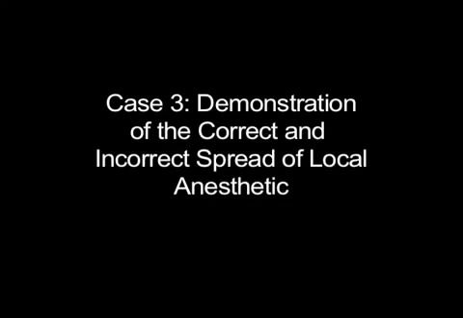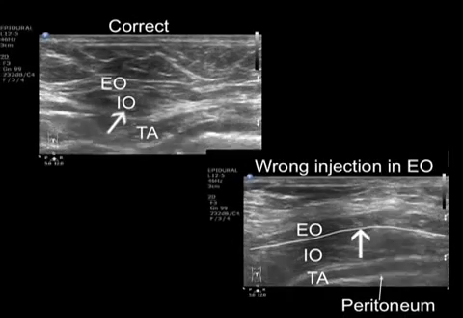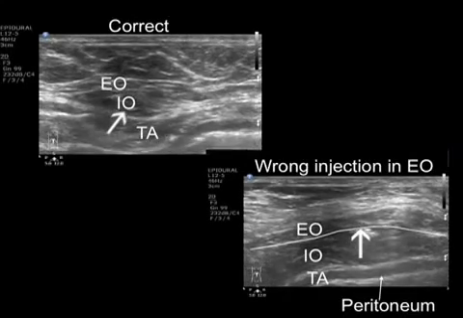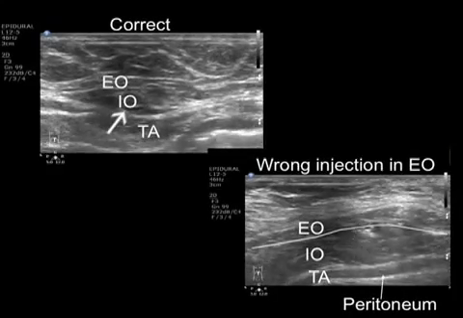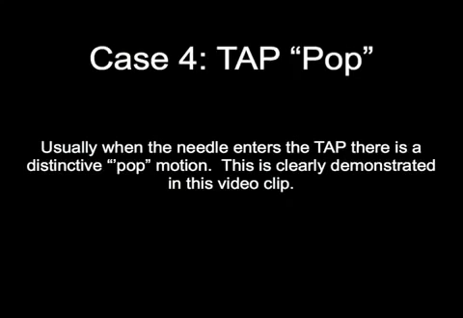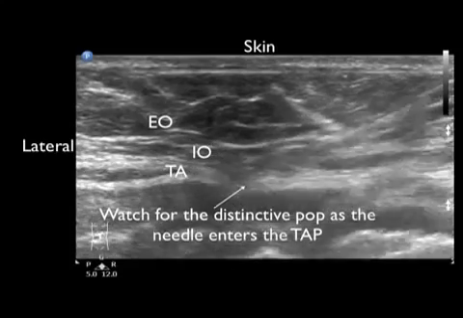Case 3 demonstrates both the correct and the incorrect spread of local anesthetic. The correct image is seen on screen left and the incorrect on screen right. Case 4. Usually when the needle enters the TAP plane, there is a distinctive popping sensation. This is demonstrated here. And here is a repeat look.